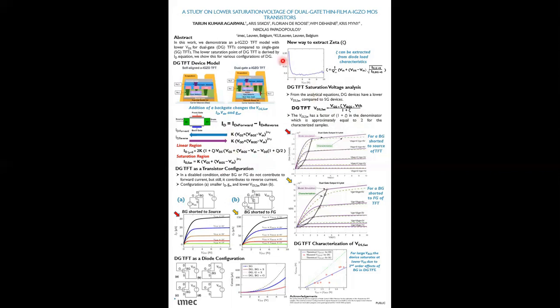The reason behind the dual gate devices saturating at lower voltages as compared to single gate devices is due to the factor of 1 plus zeta in VD saturation point. The 1 plus zeta is approximately 2. That makes the devices saturate at lower drain to source voltage as compared to single gate devices.